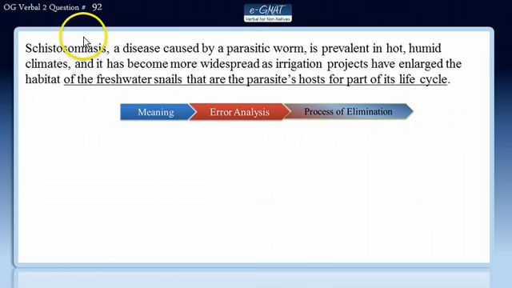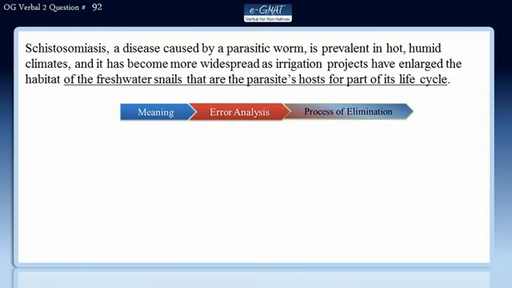So let's begin. Schistosomiasis, a disease caused by a parasitic worm, is prevalent in hot, humid climates, and it has become more widespread as irrigation projects have enlarged the habitat of the freshwater snails that are the parasite's hosts for part of its life cycle.